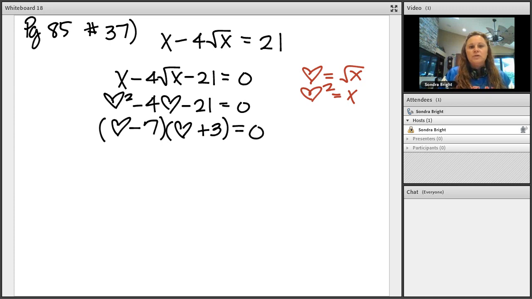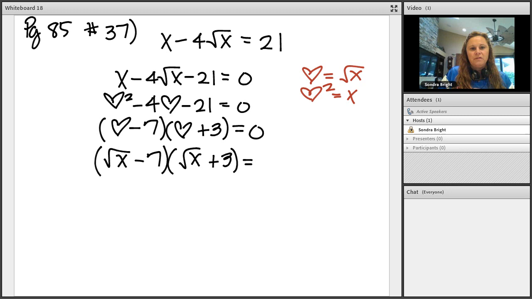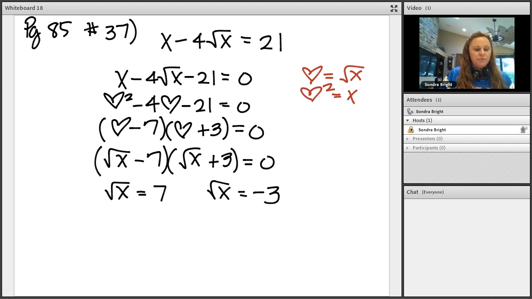And so now do your heart replacement surgery right now, right? You're all going to be surgeons. Plug that rad x back into that heart, and then we'll continue to solve. All right, so this is setting each factor equal to 0. You're going to get rad x is equal to 7, or rad x is equal to -3.